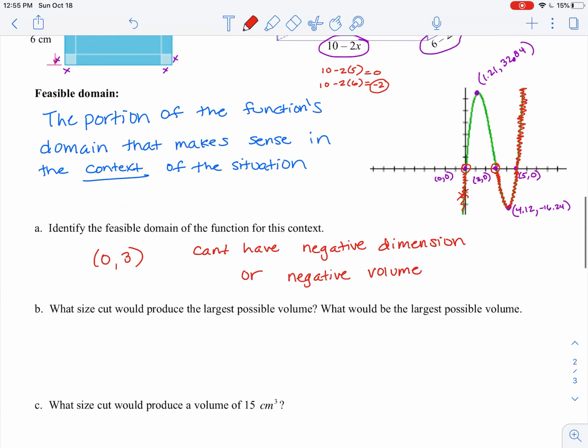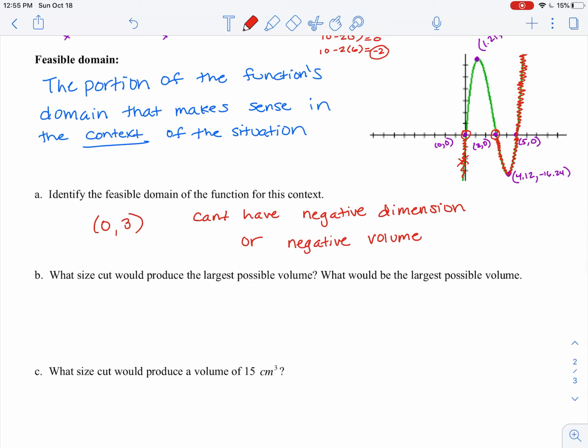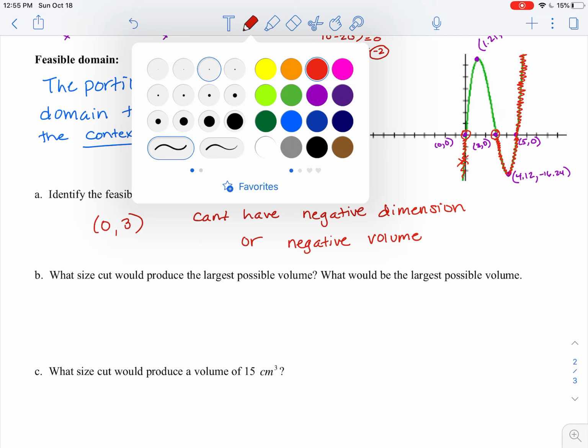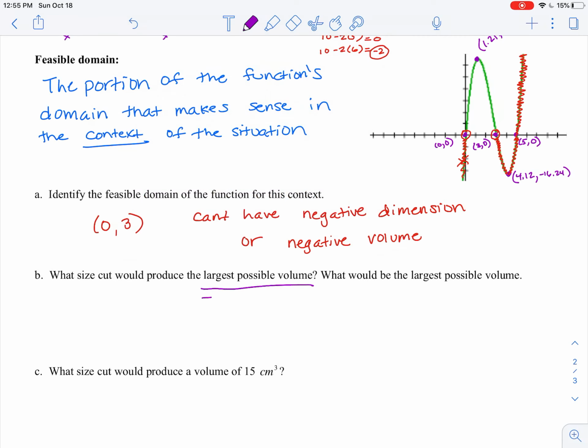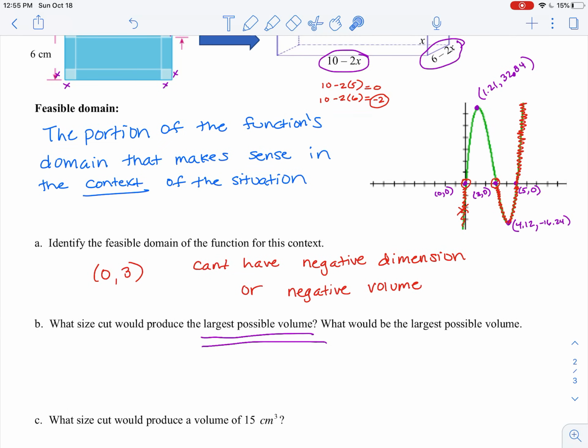All right, now we can go ahead and think about some of these specific questions. So this one says, what size cut would produce the largest possible volume? So I'm trying to ask myself, where is the largest possible volume on my graph, and what size cut would produce it? Well, let's take a look over here. The largest possible volume is when the y value is the highest. And again, we said none of this portion of the graph makes any sense. So it's going to be here at this local maximum.